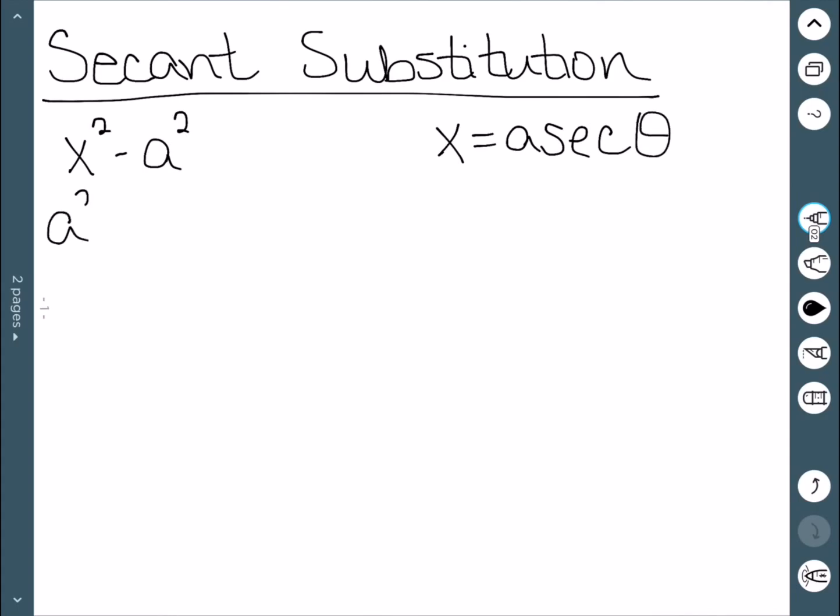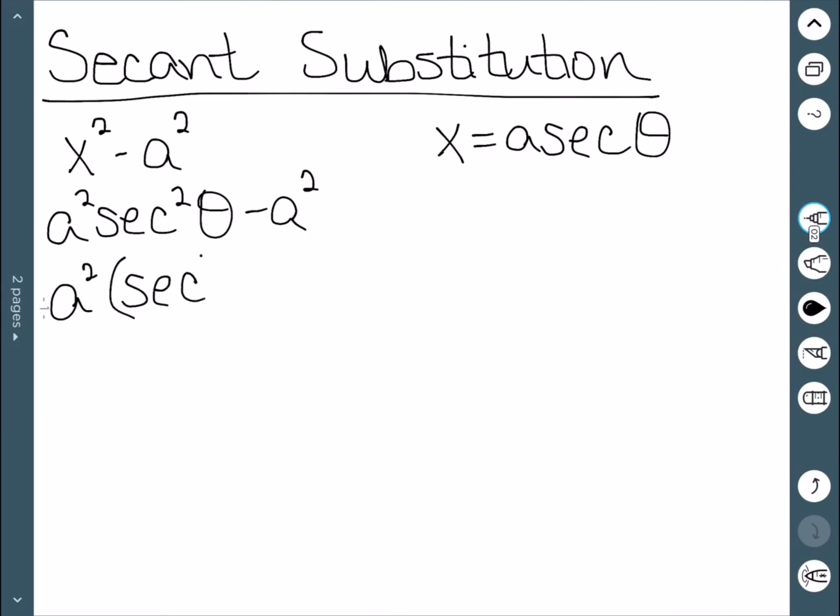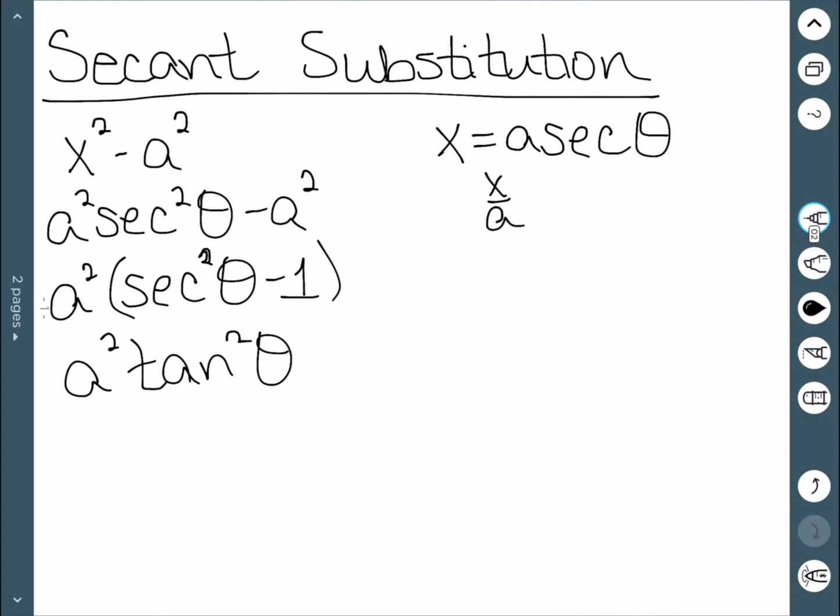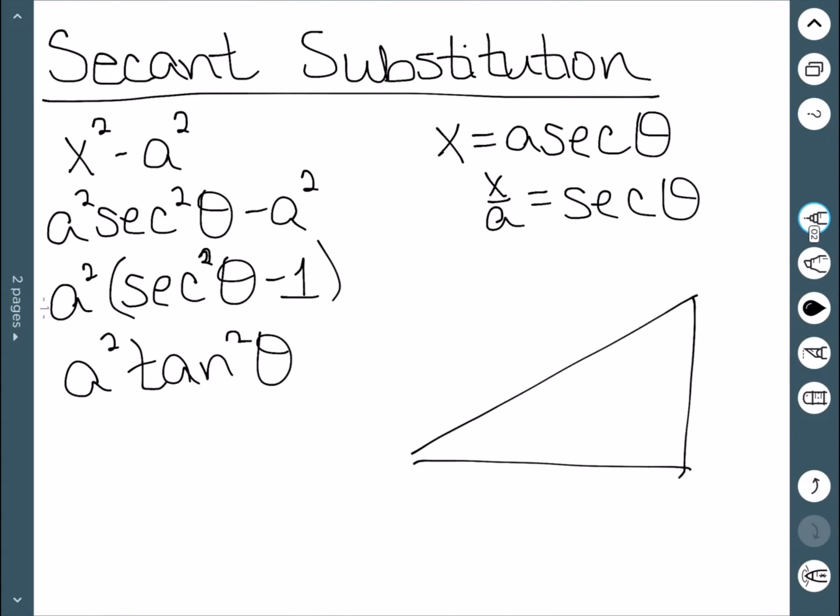This gives us a squared secant squared theta minus a squared. We can factor out the a squared and get secant squared theta minus 1, which is tangent squared. In addition, we can form our triangle. We know that secant is hypotenuse over adjacent. And then the Pythagorean theorem gives the missing side. So we'll do a couple of examples demonstrating the secant substitution.